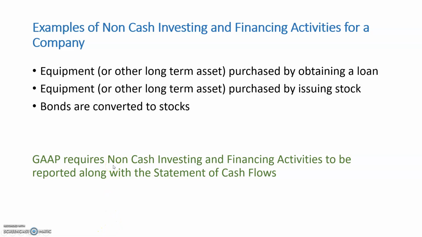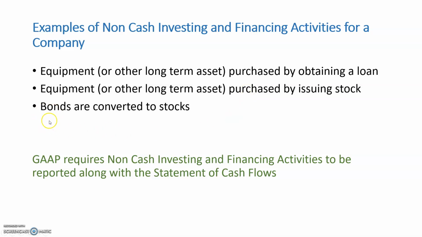So basically, lots of different types of exchanges is what we're looking at. For example, if a company buys equipment, but instead of paying cash for it, they purchase it by obtaining a long-term loan from the bank, that would be an example of a non-cash investing and financing activity for a company. Again, when we say equipment, it could be any other long-term asset. Another example is if the company buys equipment, but instead of getting a loan, they issue stock and a person gets ownership interest in the company for financing that equipment. That would also be an example of non-cash investing and financing activities.